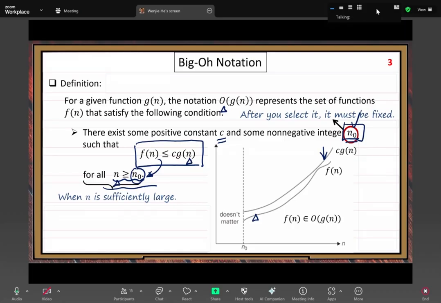Then you can see f function is bounded above, but the vertical line at the n0 point and the left-hand side of it doesn't matter. Doesn't matter means if you go to the left-hand side, the g graph may be lower and the f function graph higher, but it's not important. Why is it not important? I will explain later.